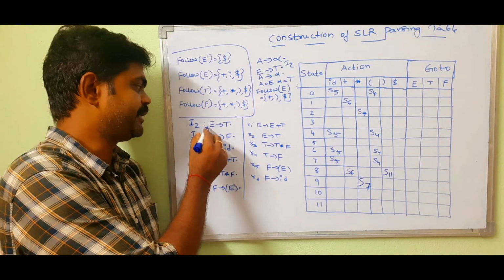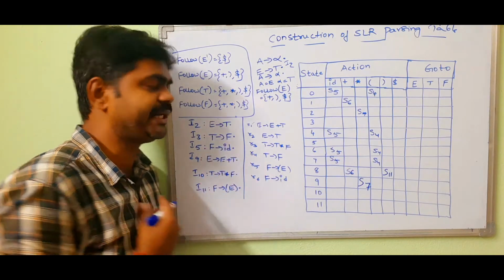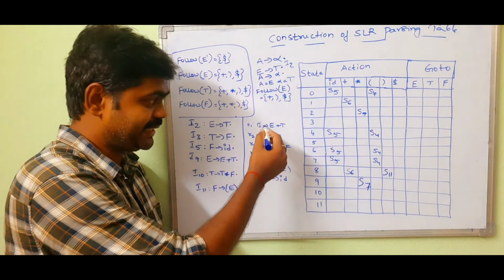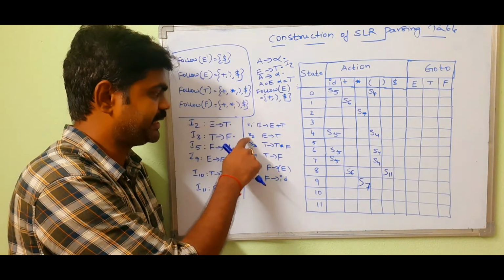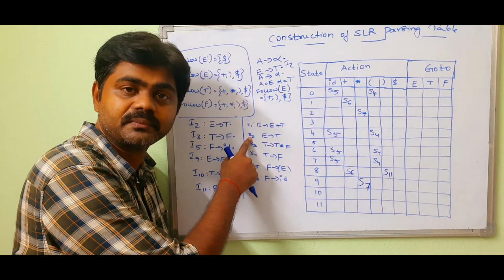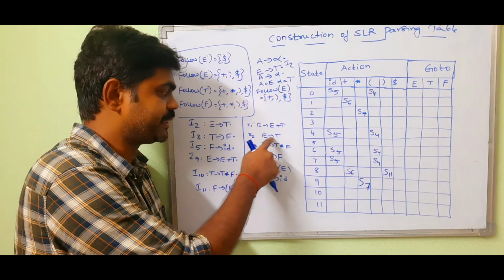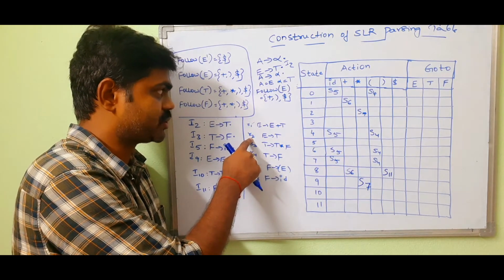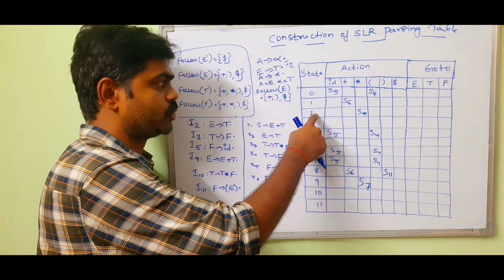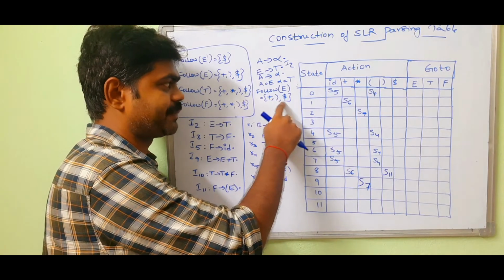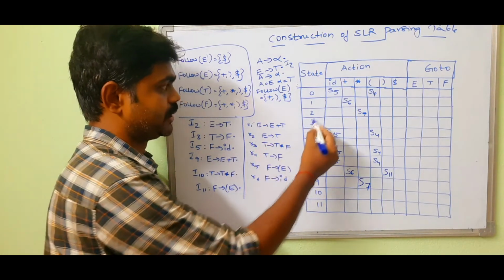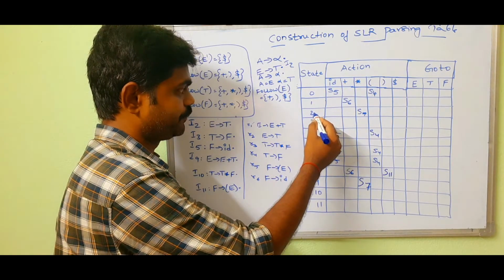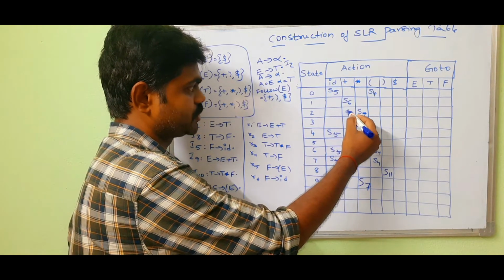So here we are doing for I2, that is E tends to T dot. In the given grammar, where is E tends to T? It is in R2, right? So E tends to T is present in R2. That means in the place of plus, right parenthesis, dollar, we should write R2. So in the place of plus, that is R2.